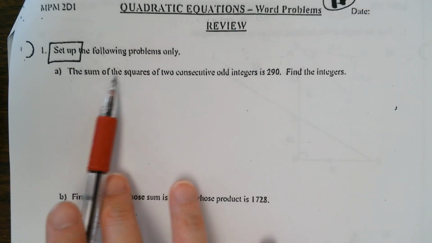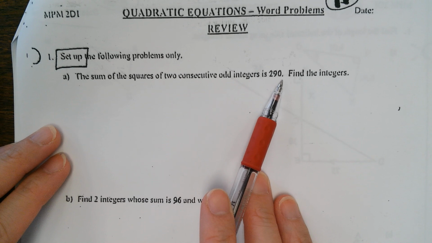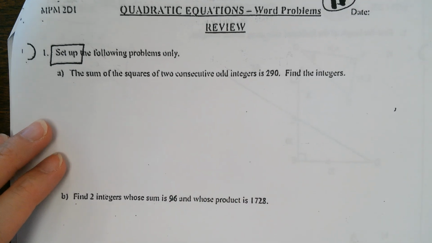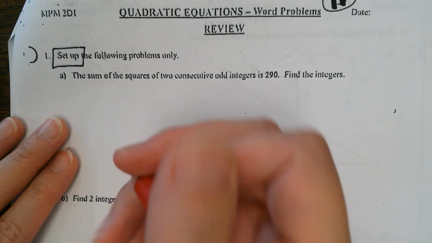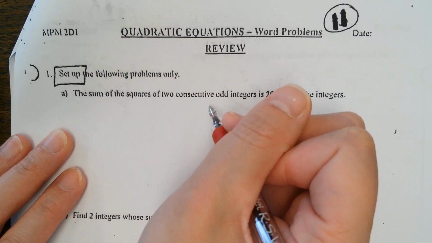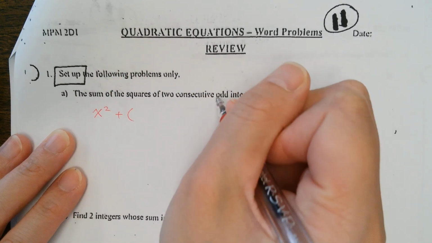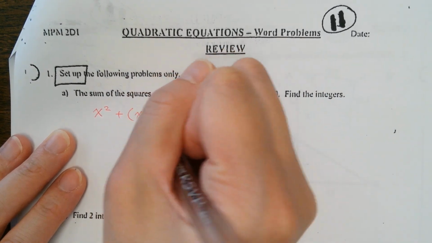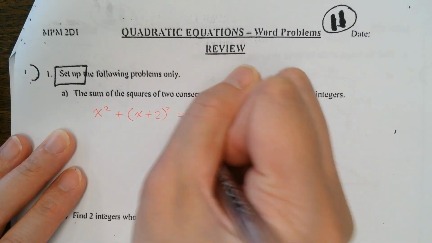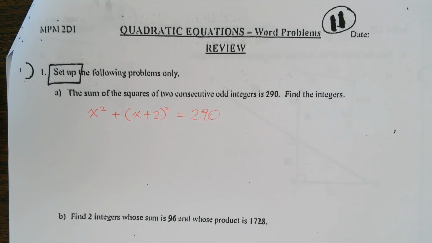Okay. Set up the following problems. The sum of the squares of two consecutive odd integers is 290. Find the integers. Okay, so sum of the squares of two consecutive odd integers. So that means your second one is x plus 2, and the equation equals 290. Alright, so there you go.